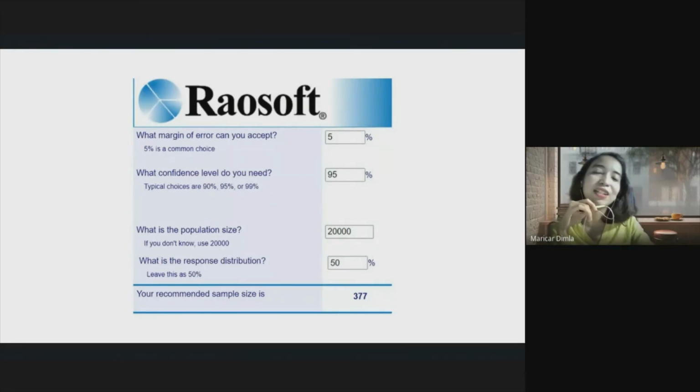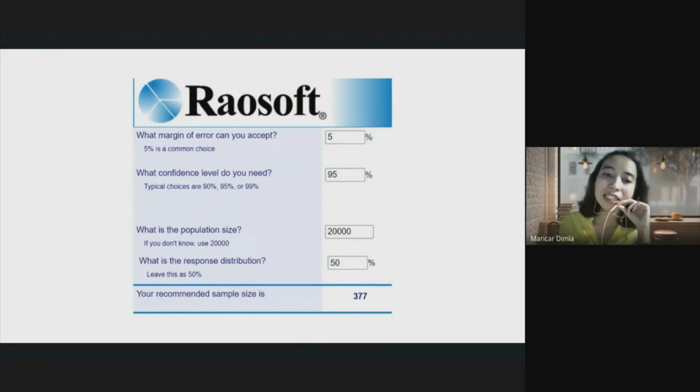Pero class, may tinatawag naman tayong raosoft.com. Searchable to class online, walang bayad, free to. I-assign mo lang class here. What is the margin of error? Gagamitin natin class ang 0.05, or 0.5. Sorry. Yes, 0.5 yata. And basta ang importante, the level of confidence, numbers kasi yan, 95%.